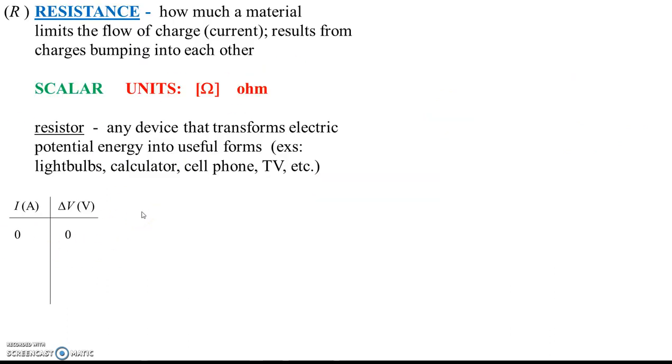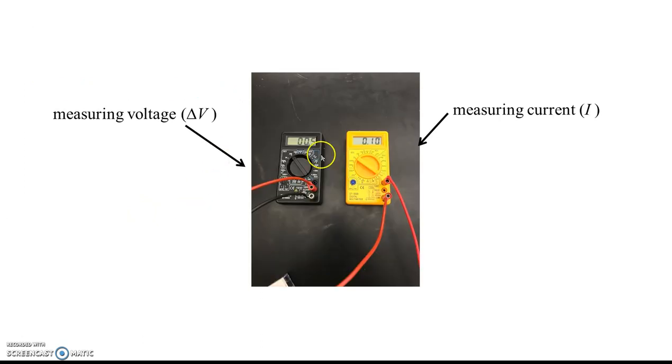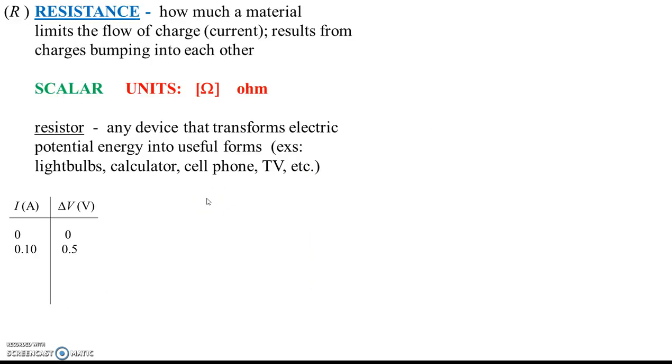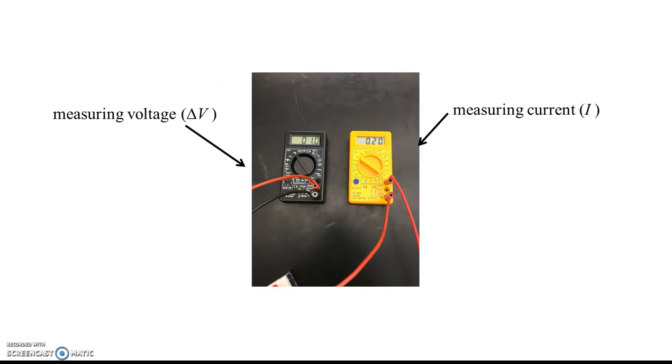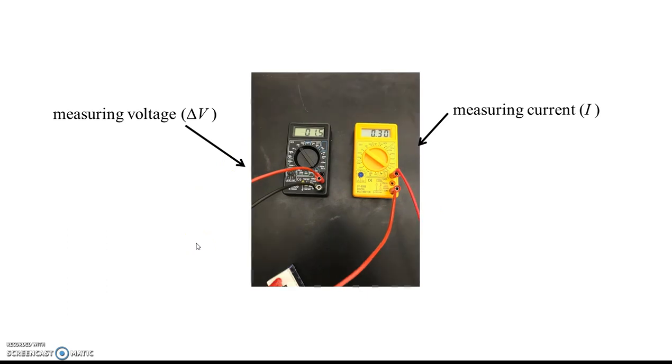And then we're going to go up in increments of 0.1 amps. So when this is at 0.1 amps, we see there's 0.5 volts across the resistor. So you put that in the chart. And the next couple of photographs are just going to keep going up by 0.1 amps. So here's 0.2 amps. And record the voltage. And 0.3 amps. And record the voltage. We're going to go up to 0.4 amps next.